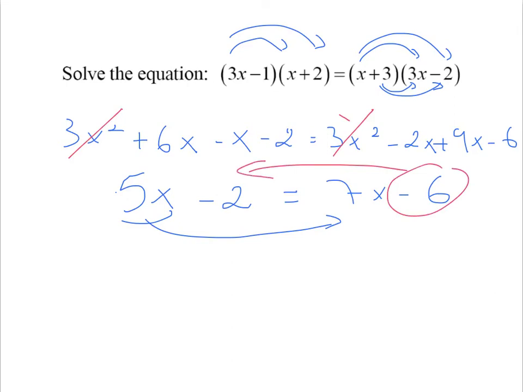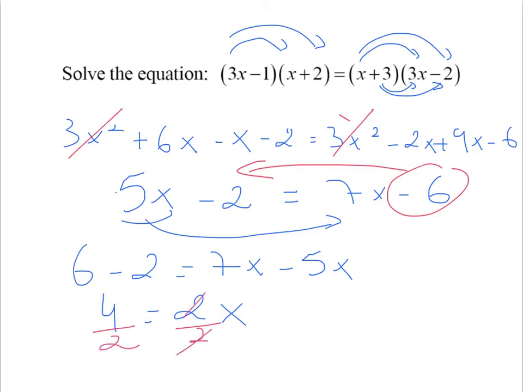And that will be 6 minus 2 equals 7x minus 5x. Here we have 4 equals 2x, and I need to solve for x. We can just divide by 2 on both sides, and we're going to get 2 equals x, or x equals 2. And this is a solution. So the solution set is 2.